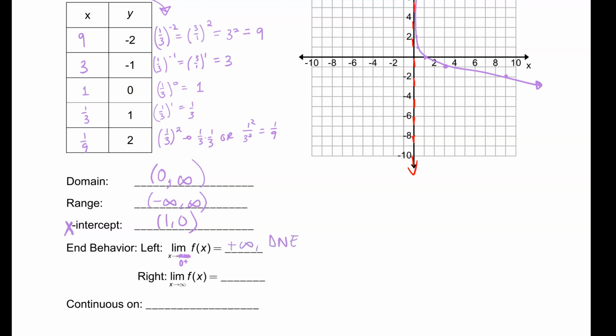And lastly, the right end limit, Ellie, as x goes to positive infinity, what's happening with my y? Negative infinity, wonderful.